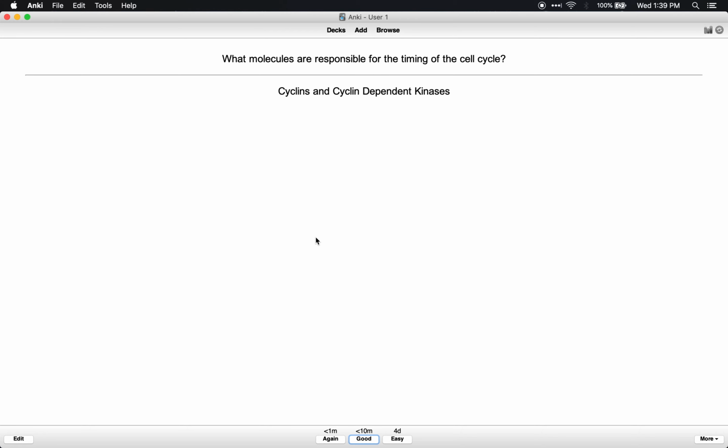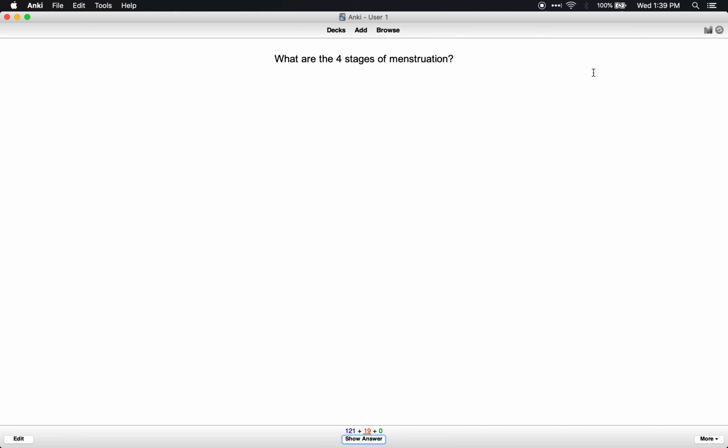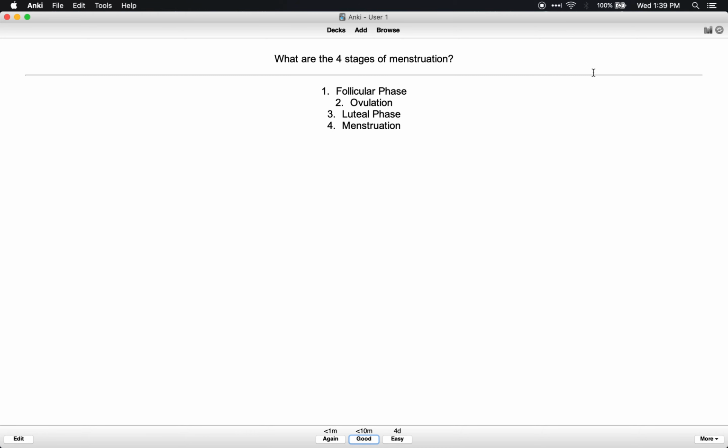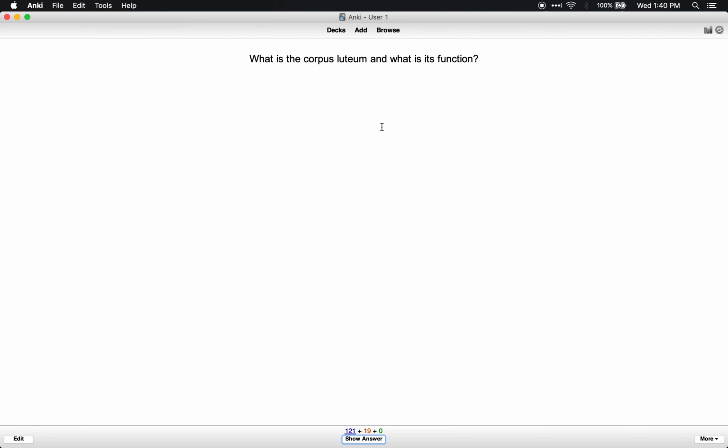Which molecules are responsible for the timing of the cell cycle? Cyclins and cyclin-dependent kinases. What are the 4 stages of menstruation? Follicular phase, ovulation, luteal phase, menstruation.